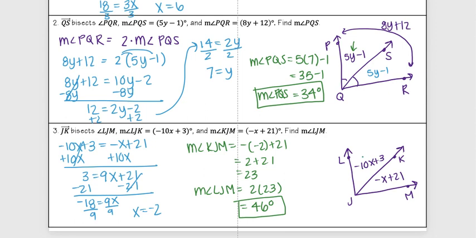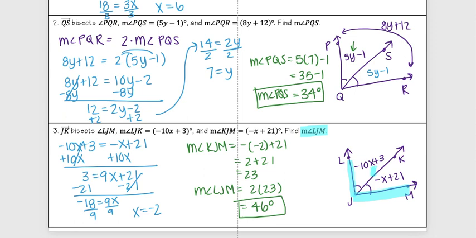So this one, we were given the two angles that make up the big angle, and since we are told that JK bisects LJM, that means that those angles are congruent. So I set them equal to each other and end up getting x equals -2. And then this one you had to be careful to see what it was asking for. This one was asking for the measure of angle LJM, so it was asking for this whole angle.